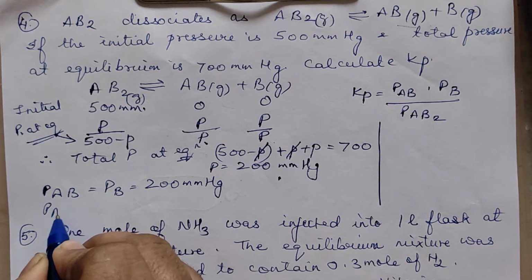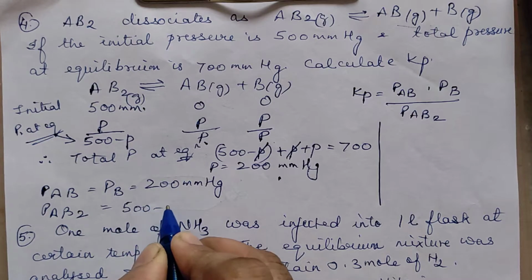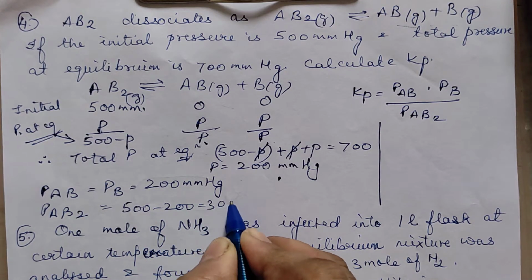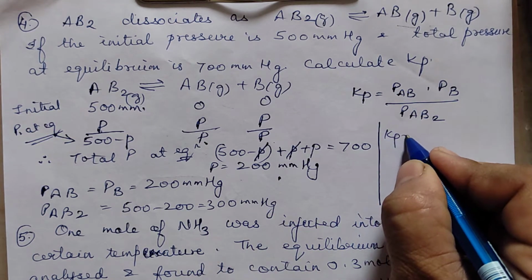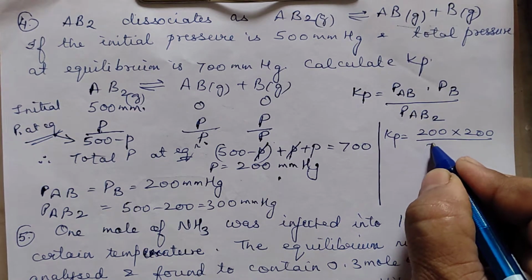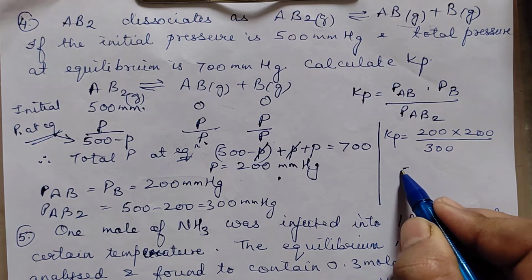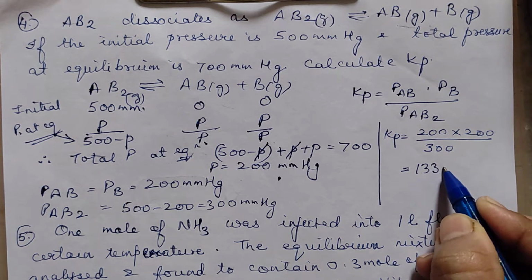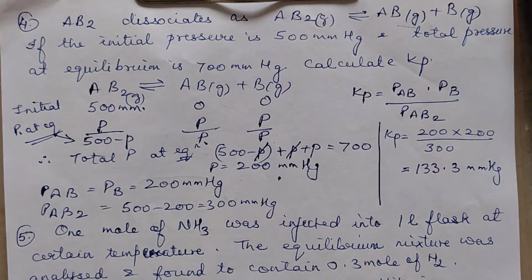And what is the partial pressure of AB2? That is equal to 500 minus this. So 500 minus 200, that is 300 millimeters mercury. So now I will put the values here. Kp is equal to 200 multiplied by 200 divided by 300. Okay. So this I will have to solve. When I do that, I get it as 133.3 millimeters of mercury. Followed. Please practice all type of questions which I am discussing.